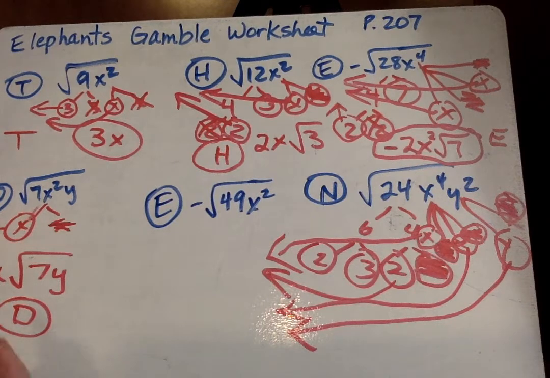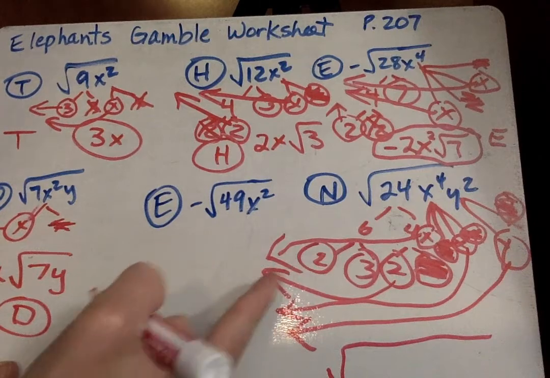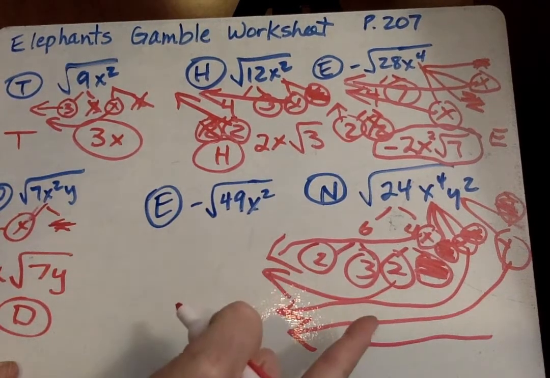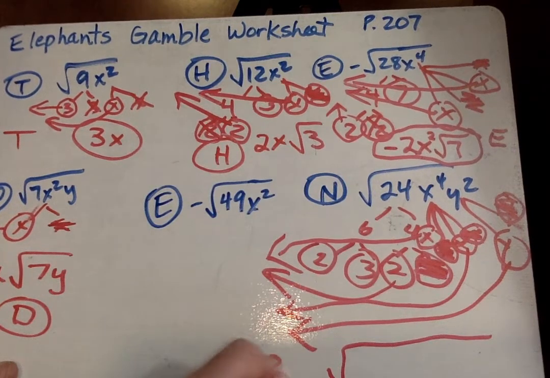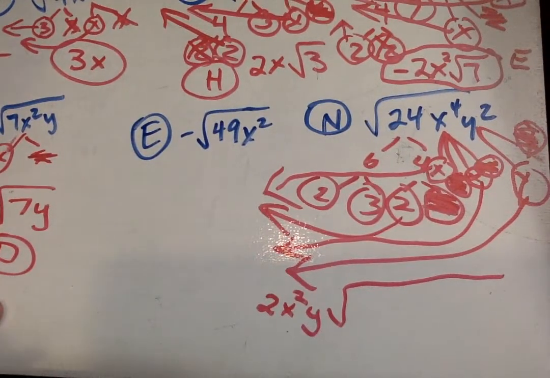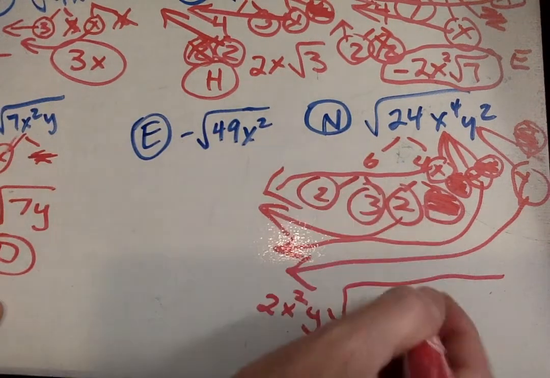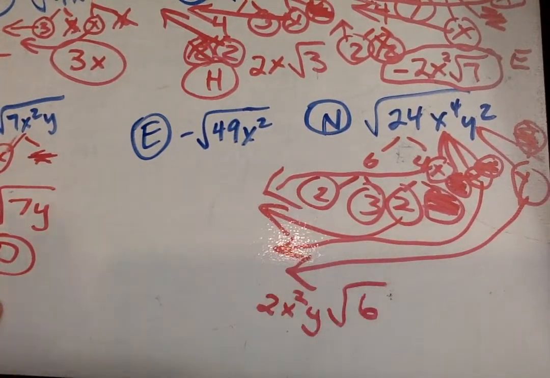Okay, so what's left underneath? This is pretty messy here. Okay, so we have a 2 comes out, an x squared, 2 x's and 1 y. So we have 2x squared y. And what's left underneath? 2 times 3 is 6. I don't know why I have the big old long thing, but it looks like it's 2x squared y, square root of 6. And that's about halfway over there.